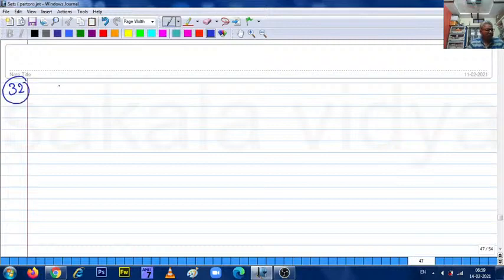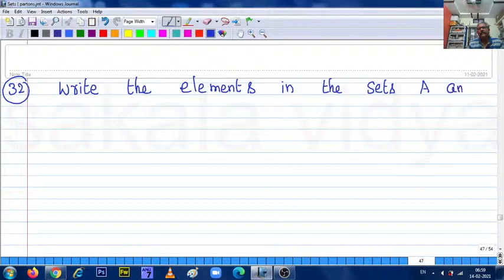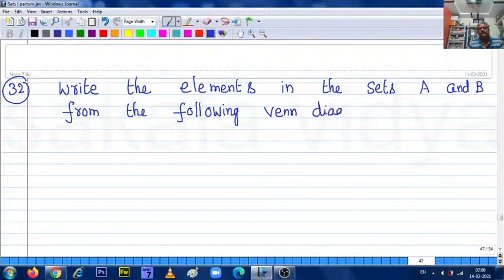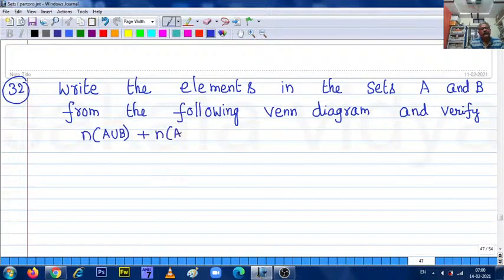Second problem. Write the elements in the sets A and B from the following Venn diagram and verify that n of A union B plus n of A intersection B is equal to n of A plus n of B.